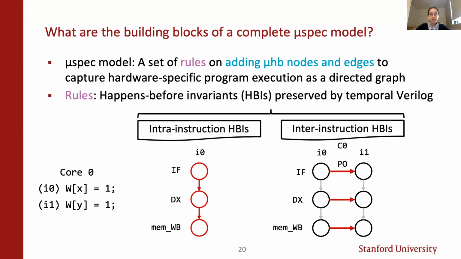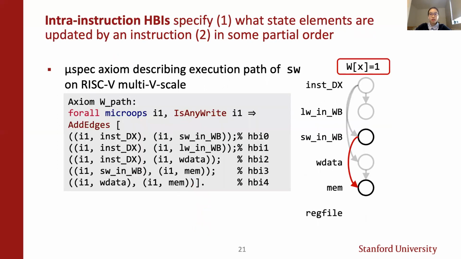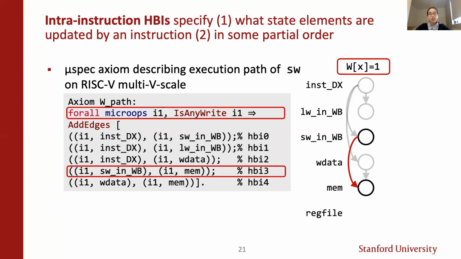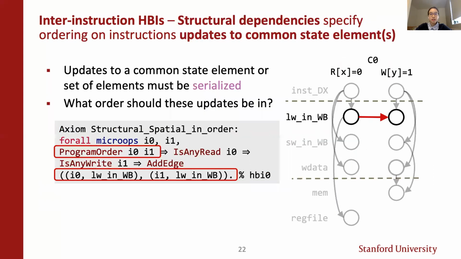Let's take a closer look at them. Intra-instruction HBI capture how instructions flow through the design by specifying, for each instruction type, the state elements updated during its execution and the partial order on these updates. For example, shown on the slide is a MicroSpec axiom describing the store word instruction on the multi-V-scale processor. The axiom consists of 5 HBI, and one of them essentially says that for all instructions being store word, its update on the SW write-back register happens before its update on memory.